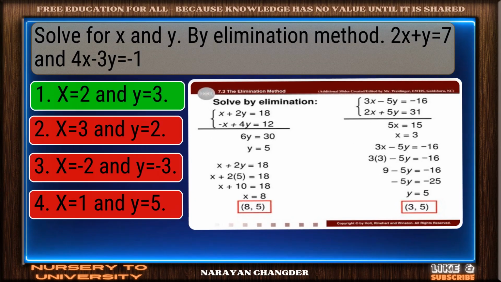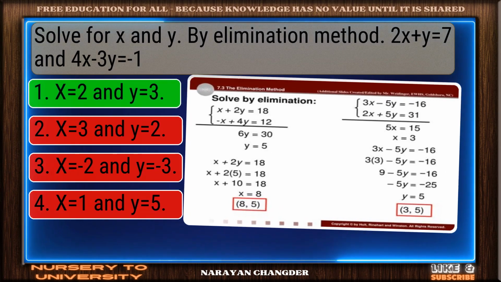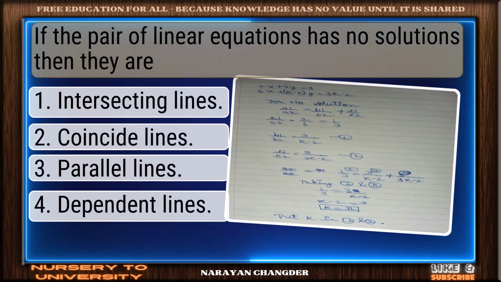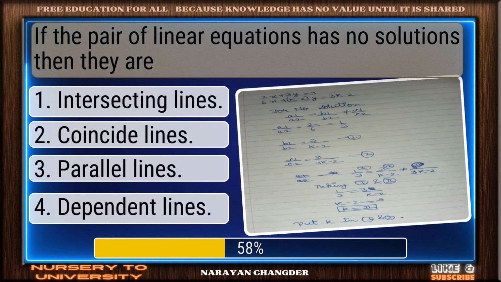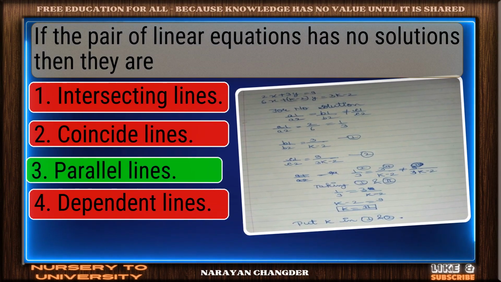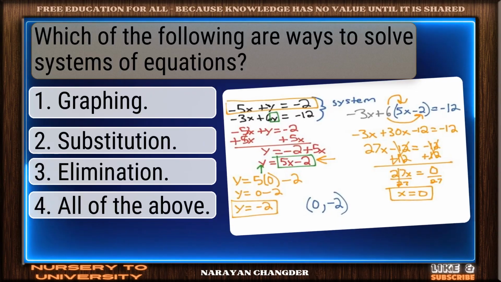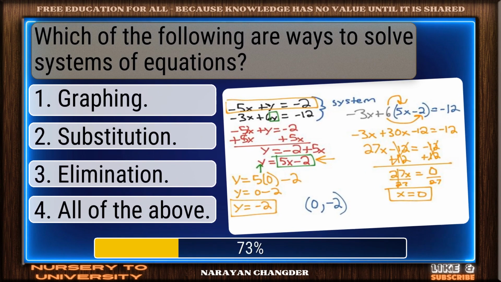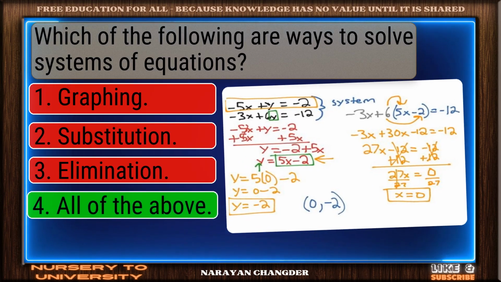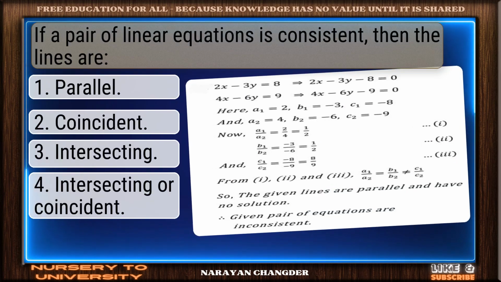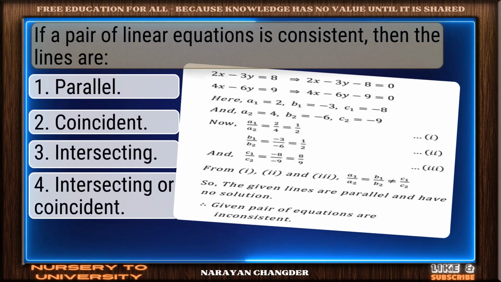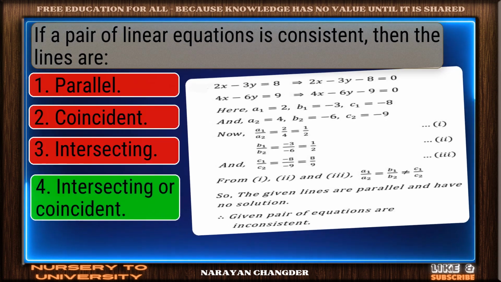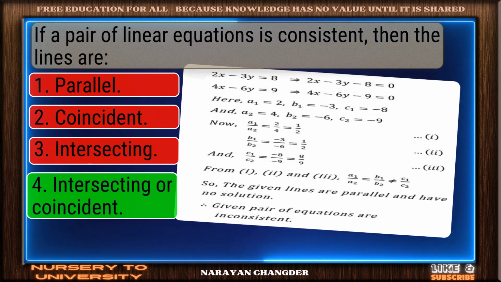Well reasoned. x equal to 2 and y equal to 3 is correct. If the pair of linear equations has no solutions, then they are. Right choice. Parallel lines is best. Which of the following are ways to solve systems of equations? Right again. All of the above is valid. If a pair of linear equations is consistent, then the lines are. Well done. Intersecting or coincident is right.